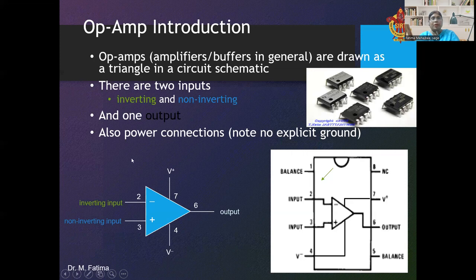The triangle is the symbol of the operational amplifier. The negative and positive signs are drawn here; the negative terminal is called the inverting input, which is pin number 2. The positive terminal is called the non-inverting input, which is pin number 3. On pin number 4, V minus is connected, on pin number 7, V plus is connected, and from pin number 6, the output is taken. So there are two inputs, inverting and non-inverting, and only one output, taken from pin number 6. The supplies on pins 4 and 7 are connected for the biasing of the operational amplifier.